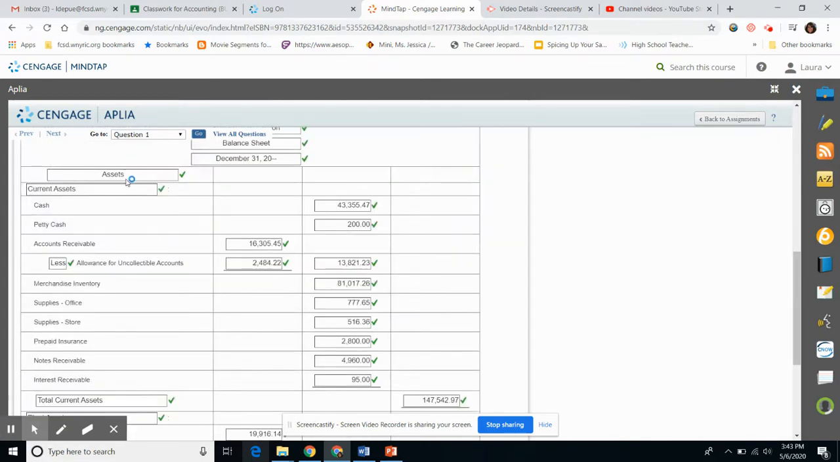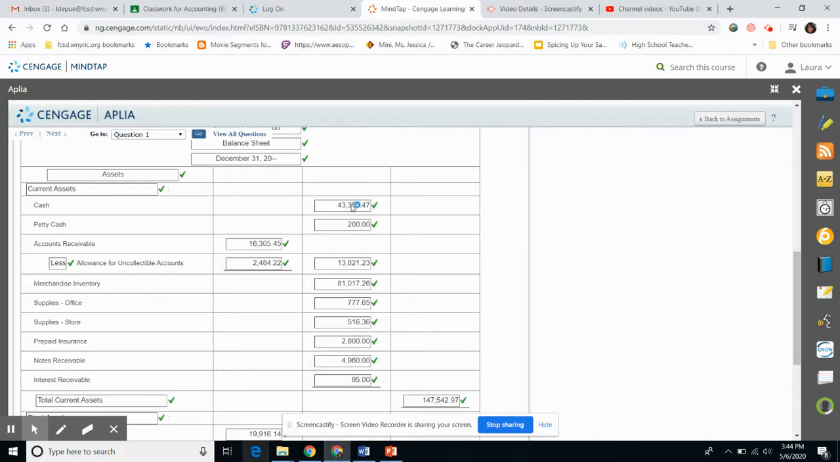All right, so here's the answers. We did this first couple up here, just plugging in the amounts. So we're in the second column when we're plugging in all of the assets, but cash, we've got from above, petty cash 200, accounts receivable, because we have to do some math, we put that in the first column. So accounts receivable 16,305.45 less the allowance for uncollectible accounts. So that 16,000 minus this 2,000, we get this 13,000 number. Merchandise inventory, the 81,000 number, and so forth.